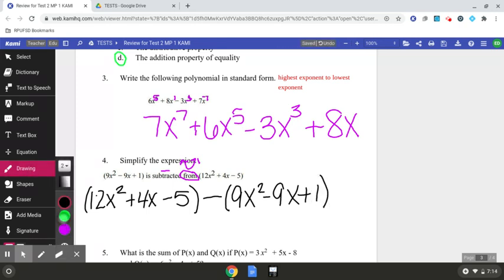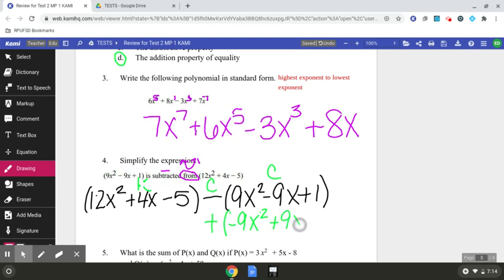Okay, now we have to do what we call keep, change, change. So we're going to keep this the same. We're going to change the subtraction to addition. And then we're going to change all 3 signs in this second parenthesis. So negative 9x squared, positive 9x, and negative 1. Okay, the first parenthesis remains the same. So we're just going to bring that down.